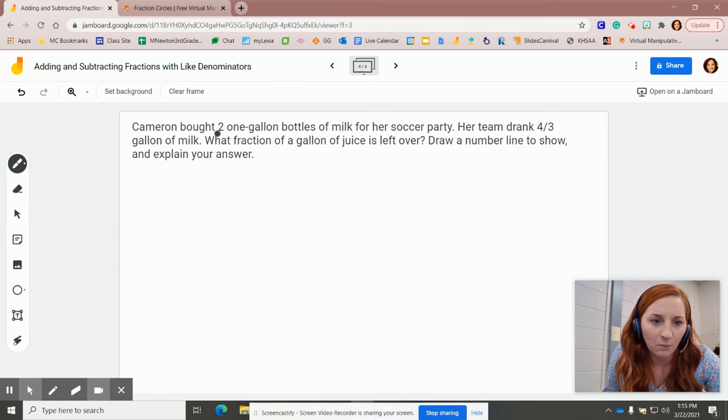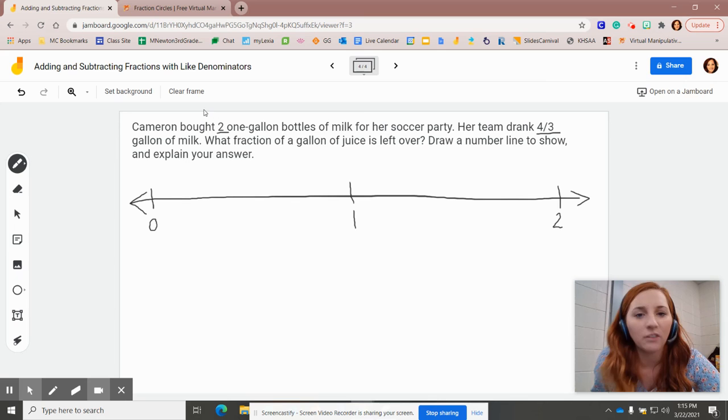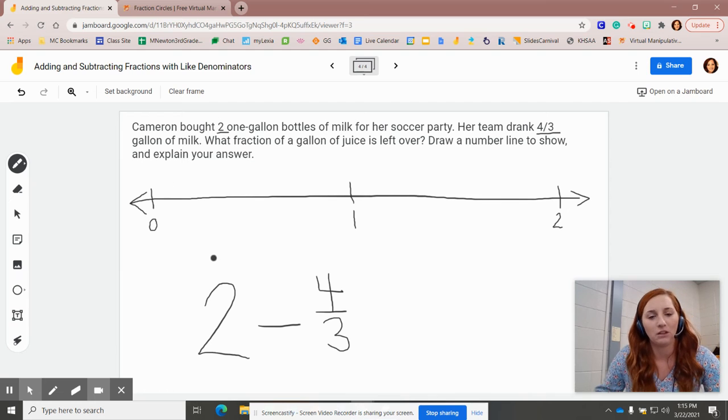Okay, so the numbers we're working with are 2 wholes and 4/3. So how do I know when I go to draw my number line, what numbers do I need to draw? Well, it has to go up to 2. Okay, so I'm going to go ahead and draw my number line. So I'm going to label it 0, 1, 2. Okay, so 2 is as big as it can get because she starts with 2 and we take away 4/3. So essentially, this is pretty much saying 2 minus 4/3. And we can talk about an easier way to do this after we do the number line.